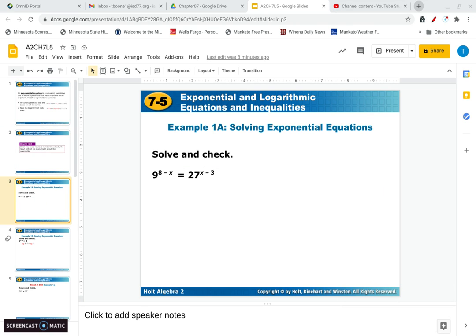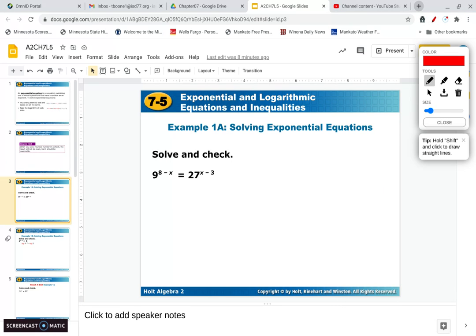All right, so how do we solve something like this? Ay caramba, we're looking at this. Well, the first thing to do is to see, can we write it with the same base? Well, we have a base of 9 and a base of 27. Here's a sneaky thing. 9 can be written as 3 squared, and then, of course, we'd have 8 minus x here. And 27 is the same thing as 3 cubed, with x minus 3.